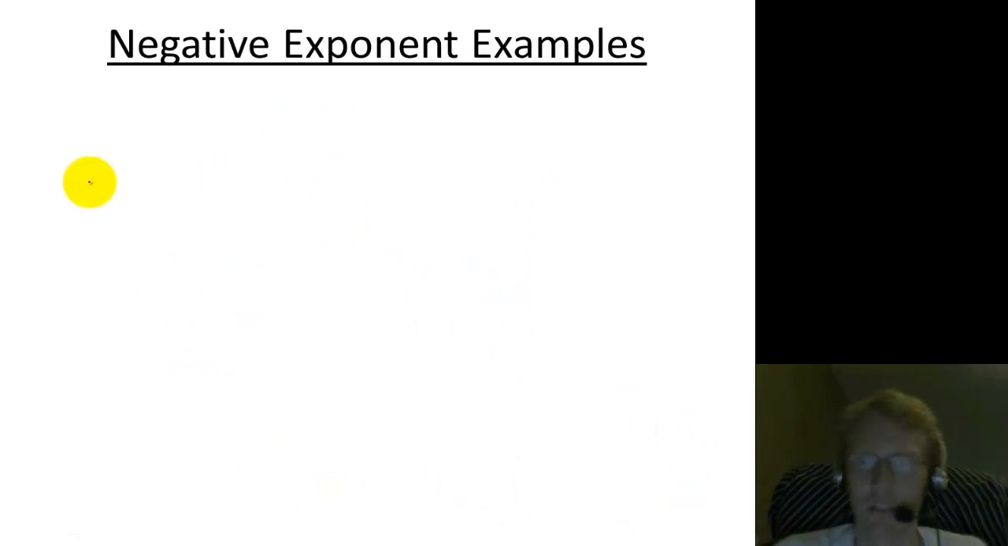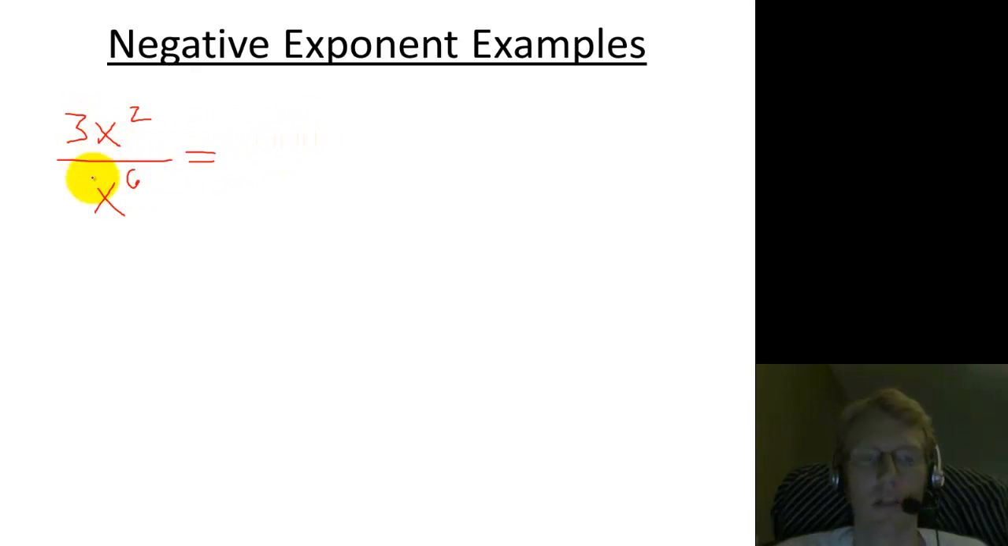Okay, let's take some more examples here. I also want to show you what to do when you have numerical values as well. So what if we have 3x squared over x to the 6th? We can write this as 3, there's nothing in the denominator to cancel it with, so we still have a 3. Then we have x squared over x to the 6th, so then we subtract the exponents. 2 minus 6 is negative 4.